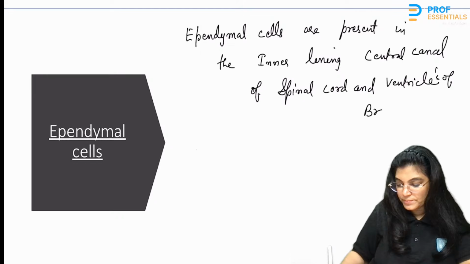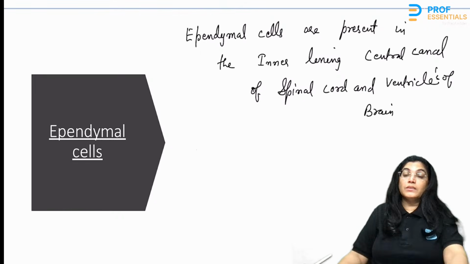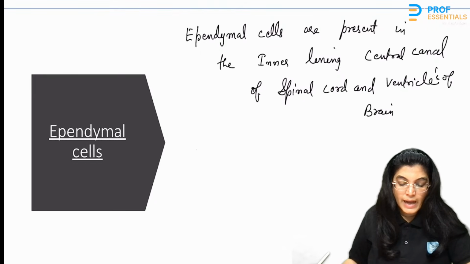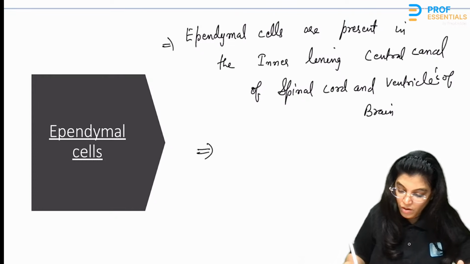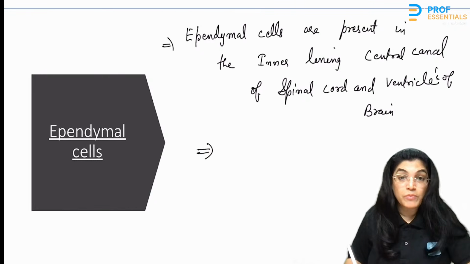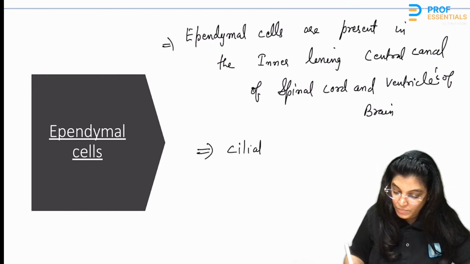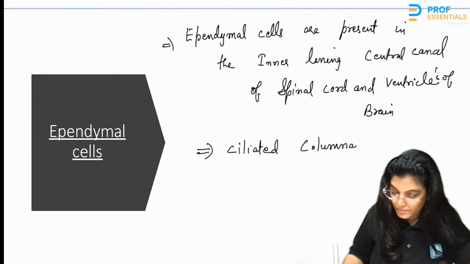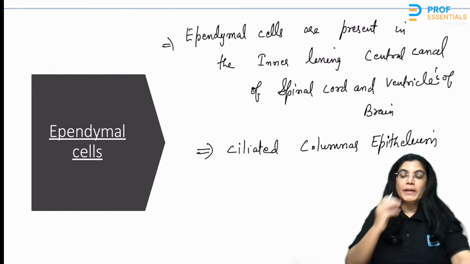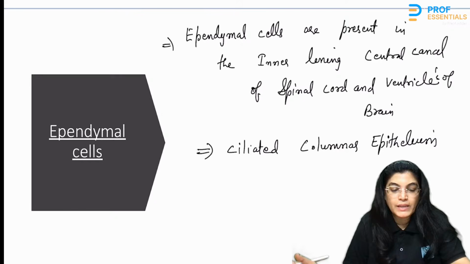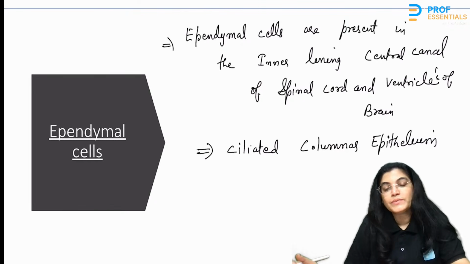Ventricles of the brain: lateral ventricle, third ventricle, fourth ventricle. And if I talk about these types of glial cells, it is important for you to note down that the lining epithelium of the ependymal cells is ciliated columnar epithelium, which you have seen, and they are a very important part of the central nervous system.